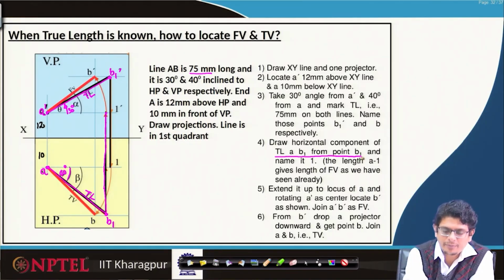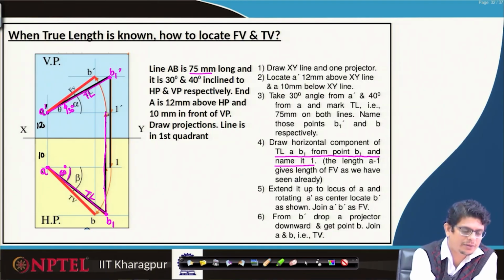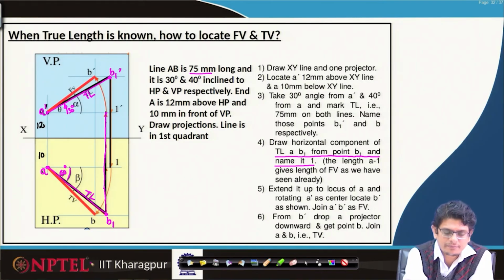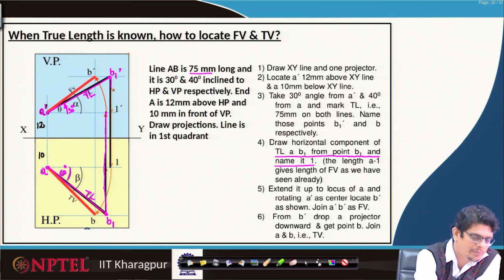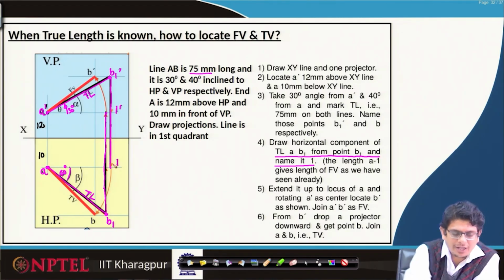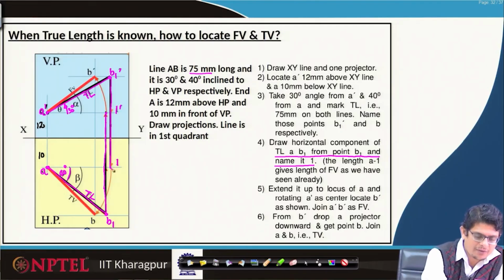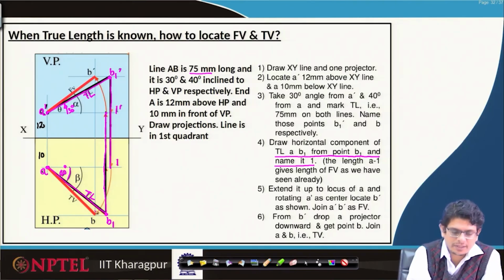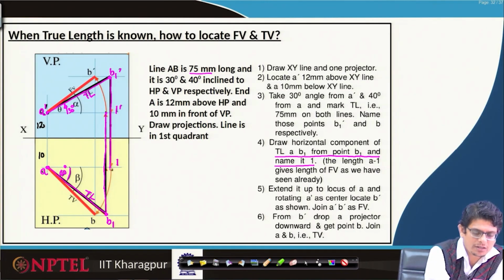From point B1, name it 1. Then length A1, similarly let us do it from B1 prime also, horizontal component 1 and 1 prime. Looking at this A1 length, we have to rotate it. So, picking this A1 with a compass, draw an arc; it goes via that point.